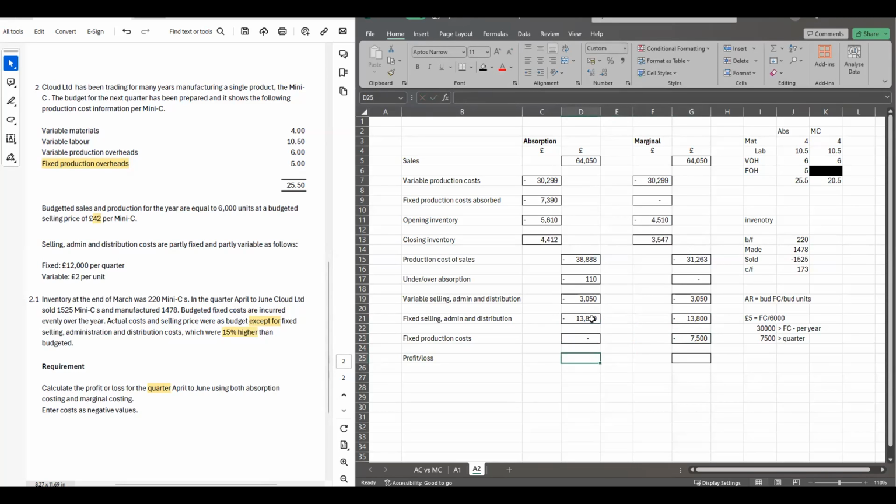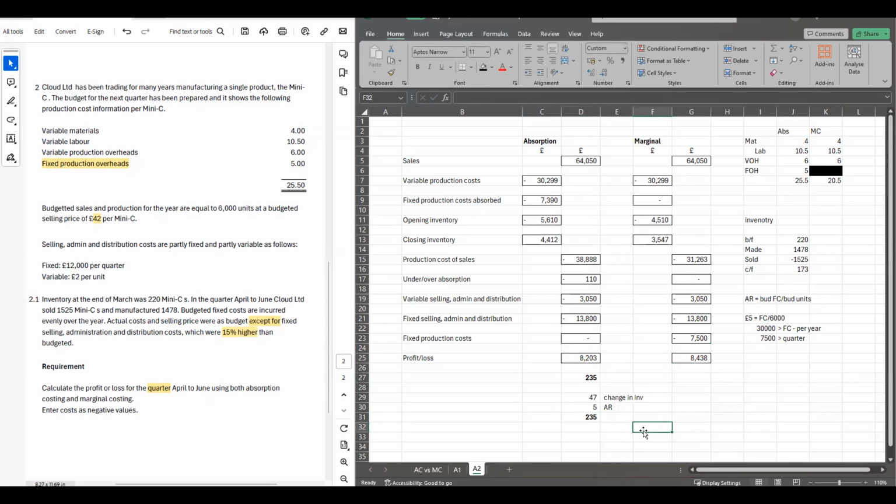The final step then is to total up your profits under the two methods and do your final check, which is, okay, well, the difference in my profit should agree back to my change in inventory multiplied by my absorption rate. So our absorption rate in this question was 5. The change in inventory was 220 less 173, and therefore that multiplied by that gets us back to the same number. So therefore we know that our answer is all but correct.